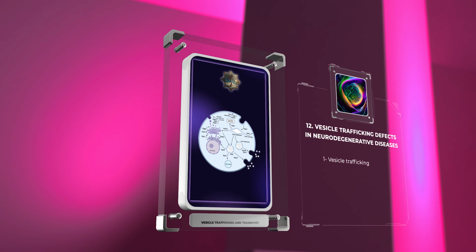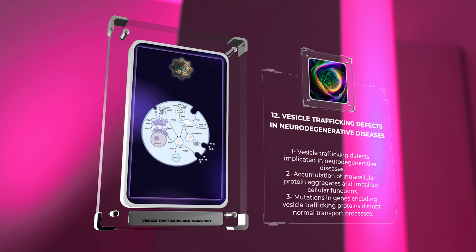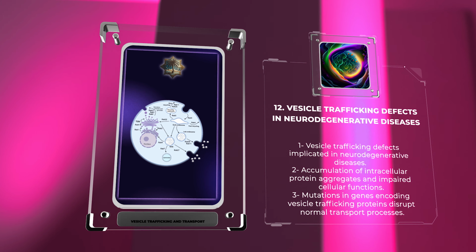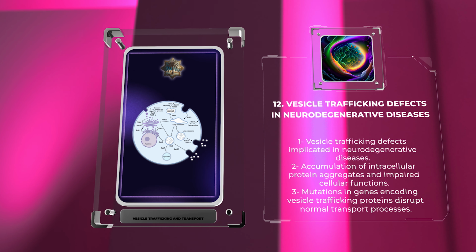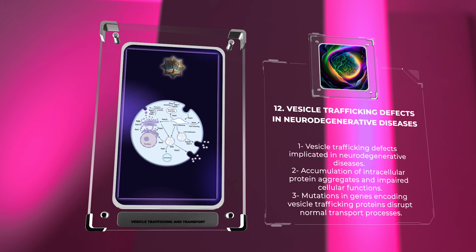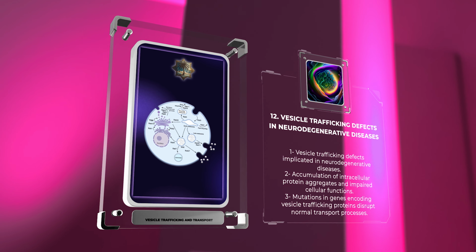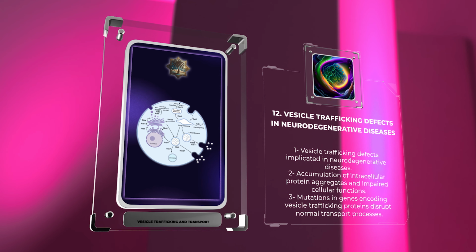Vesicle trafficking defects have been implicated in various neurodegenerative diseases, including Alzheimer's disease, Parkinson's disease, and Huntington's disease. These disorders are characterized by the accumulation of intracellular protein aggregates and impaired cellular functions. Mutations in genes encoding proteins involved in vesicle trafficking pathways can disrupt normal transport processes, leading to the mislocalization and aggregation of proteins involved in disease pathology.